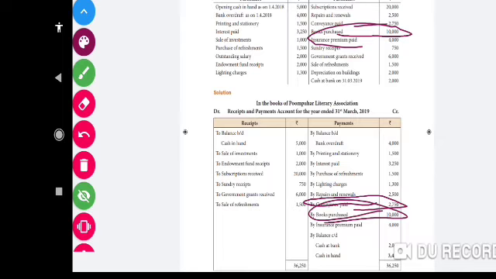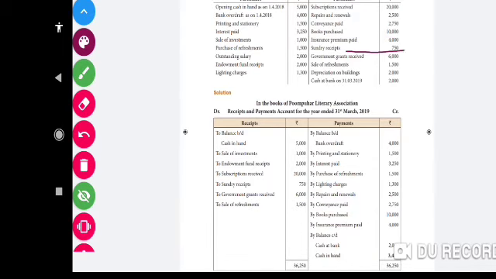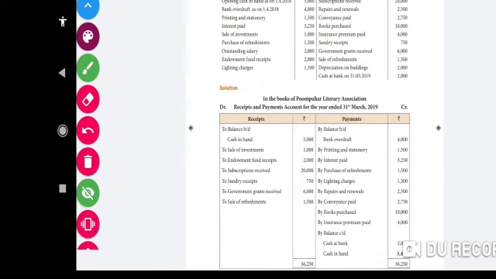Next one, books purchased 10,000 is a payment side. Books purchased 10,000. See the next one, sundry receipt 750, is a receipt side. See the next one, government grant received 6,000 is a receipt side. See the next one, sale of refreshment 1,500 is a receipt side. The last one, depreciation on building is not considered. And last one, cash at bank 2,000 is a balancing figure. So automatically it is the opposite: by balance, closing balance, cash at bank 2,000.